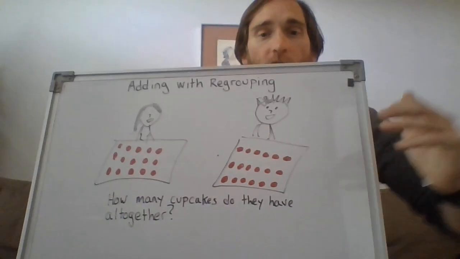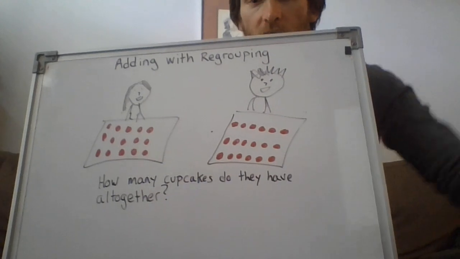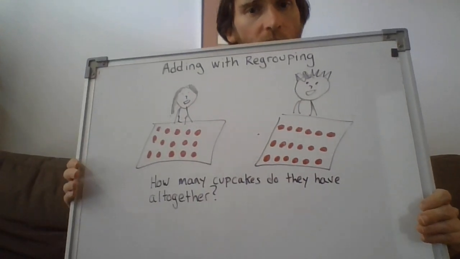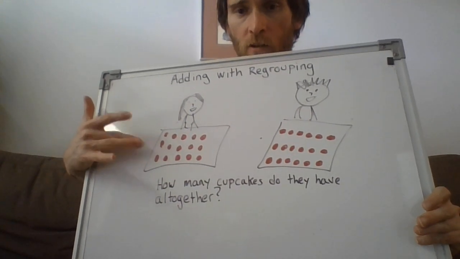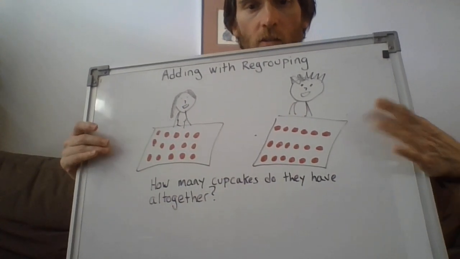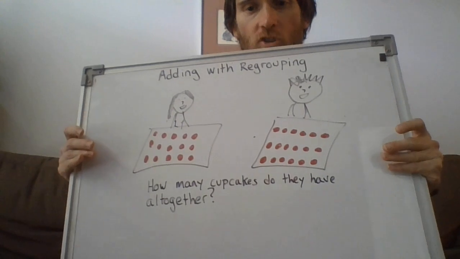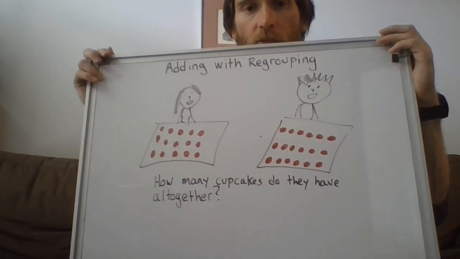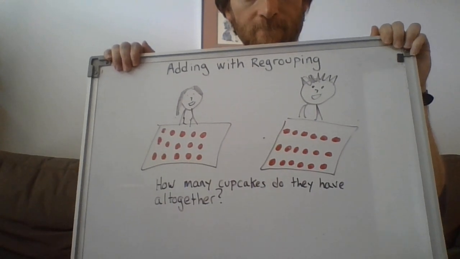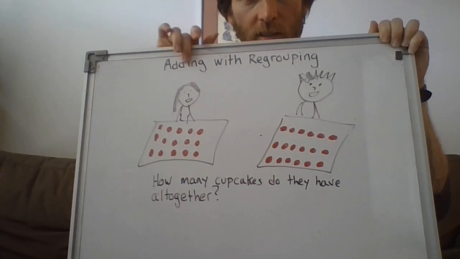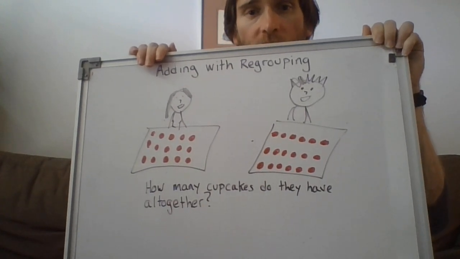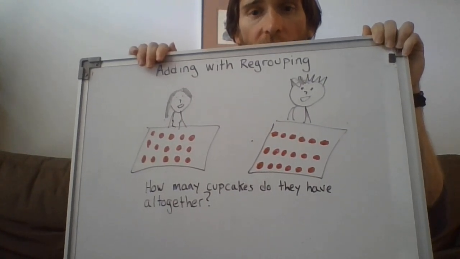We have our two friends right here. We have Penny and Mateo, and they both have some cupcakes. It looks like they've got some red velvet cupcakes. Here is Penny's cupcakes, and here are Mateo's cupcakes. The question that is being asked is, how many cupcakes do they have all together? A hint, it's even right here, adding with regrouping. How many cupcakes do Penny and Mateo have all together?